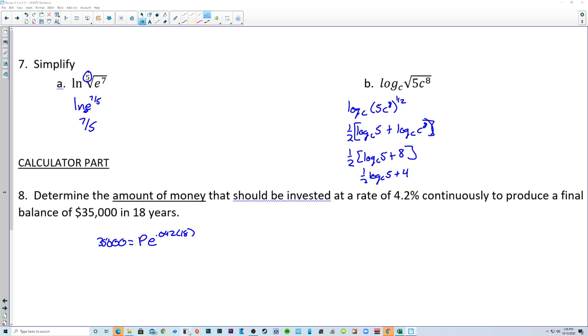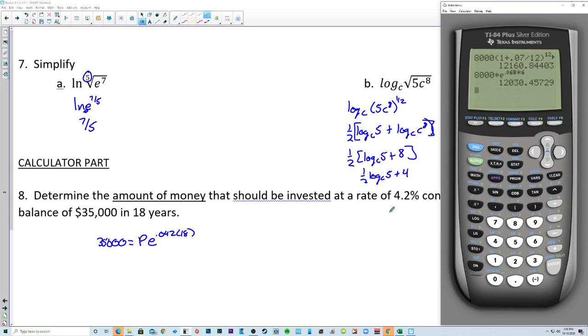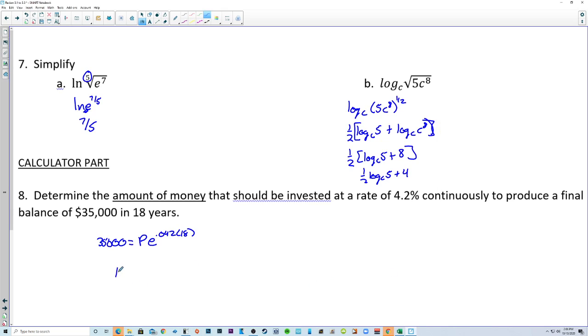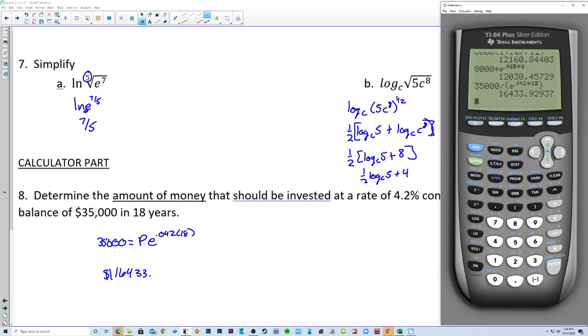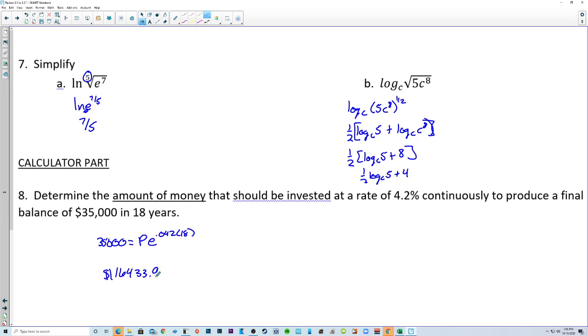Let's open up the calculator. There we go. And we have 35,000. We're going to divide by e to the 0.042 times 18. So $16,433 and some sort of cents, 92 cents.